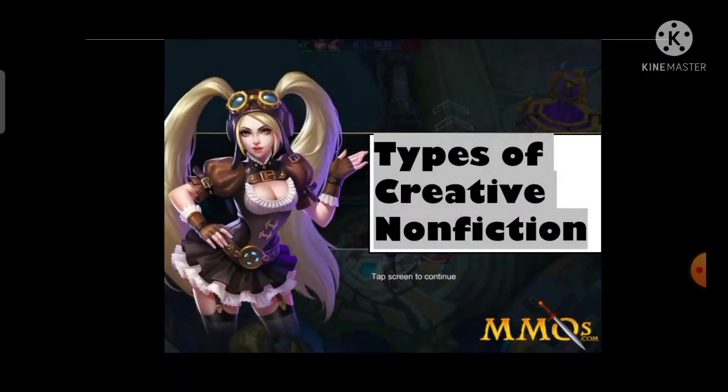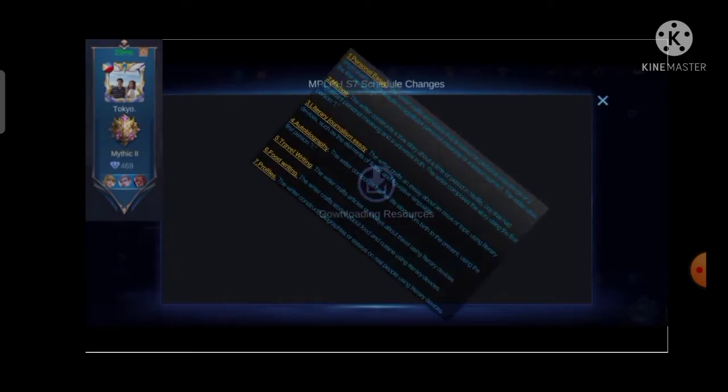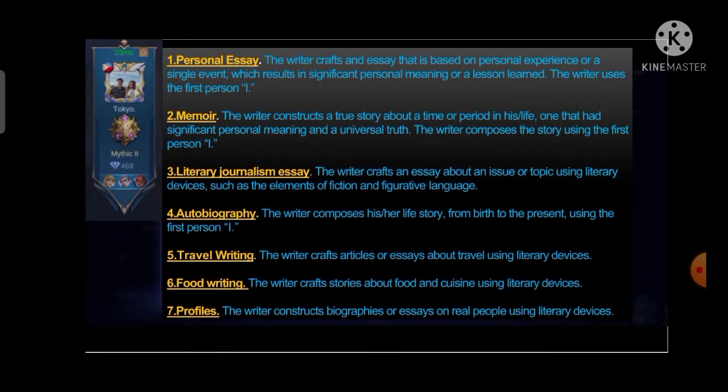The next is the types of creative nonfiction. Creative nonfiction is about fact and truth. The truth can be about a personal experience, events, or an issue in the public eye. So these are the list of the most common types of creative nonfiction. First, personal essay. Personal essays are stories about personal experiences, and while some personal essays can be standalone stories about a single event, the writers here use the first person I.